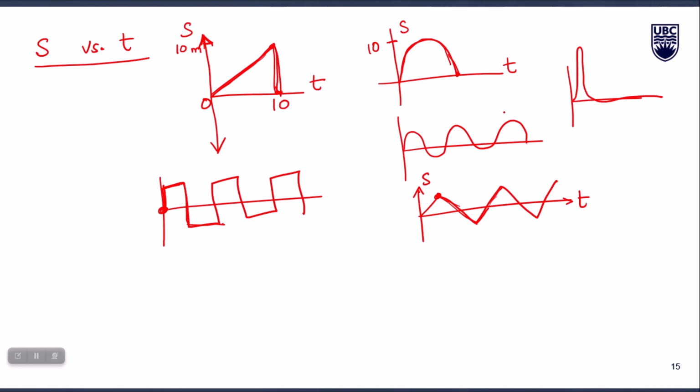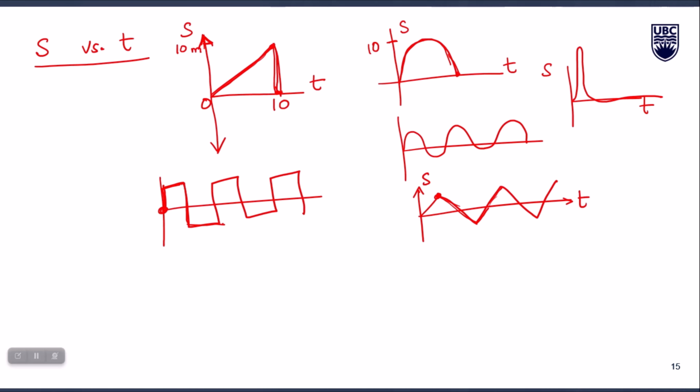Like within no time it reached a very high distance, then within no time it came back and then just stays with me, right? So S versus T can look like an exponential up or exponential down also. All of these figures which I am drawing have mathematical functions describing them, right?